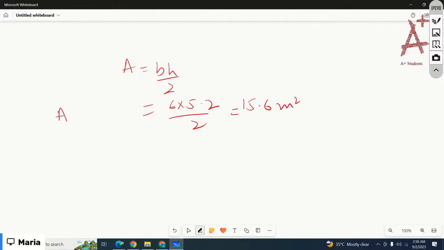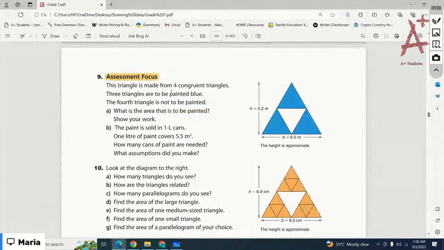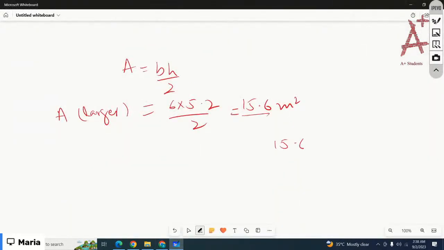That is the area of the large triangle, right? Like the whole triangle. Okay, so we are given all the 4 triangles are congruent. That means they have the same measures, right? So it makes the ratio, that is, for this one it is 15.6. So all 4 are congruent, right? So 15.6 divided by 4 is 3.9 meter square.